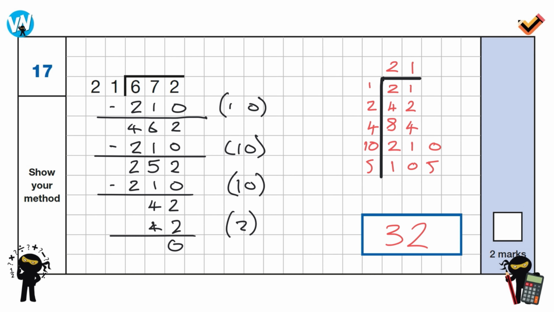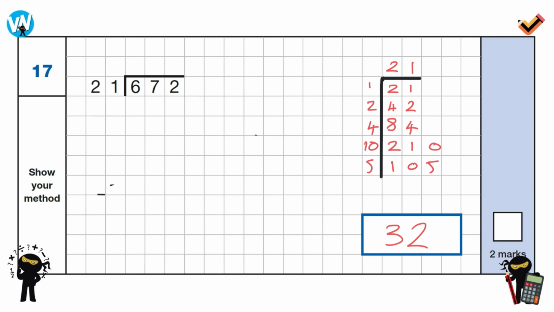All right. So I'm just going to get the eraser and rub out these markings. Hopefully that shows up. Now, if we look at the table here, yes, we've got 10 lots. So 10 lots is 210. But we can also go, you know what, Andrew? If I know that 2 lots is 42, I know that 20 lots is 420. I know that 40 lots is 840. So we can use multiplication of 10 in our heads to take away bigger chunks.